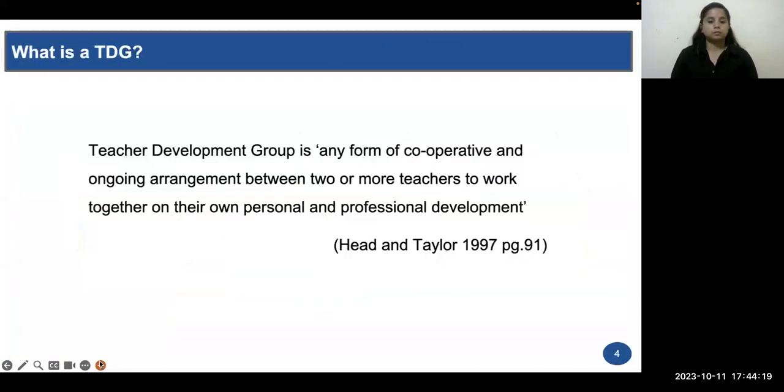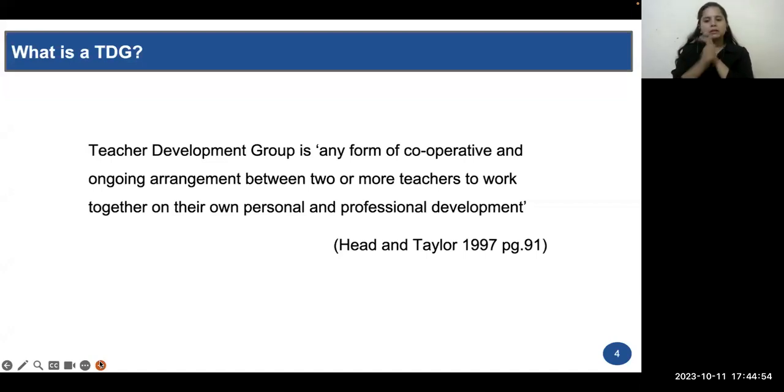Well, Head and Taylor has defined teacher development group as a group of teachers who come together voluntarily, having a common goal or purpose to improve their teaching, both personally as well as professionally. Here, a teacher development group is a platform where all the like-minded teachers are collaborating with each other, sharing, reflecting, learning from one another, sharing their best practices and challenges, and trying to develop their own teaching skills.